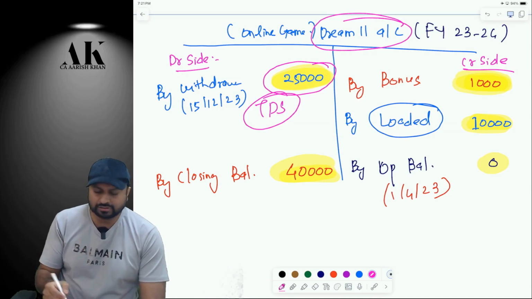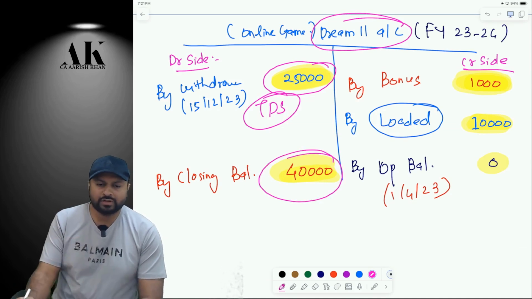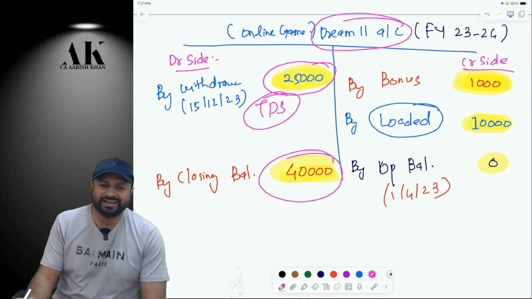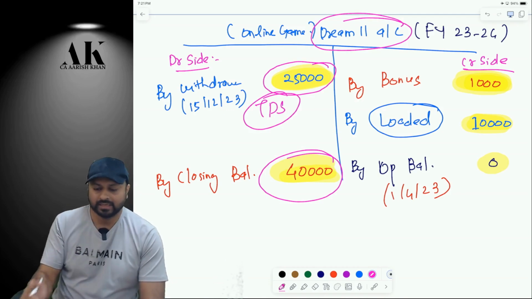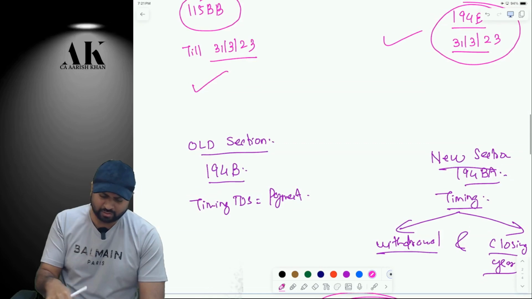Sir, on closing balance also I have to deduct TDS? Yes, on closing balance also I have to deduct TDS. Earlier it was not like that. Earlier it was only on what basis? Only on payment basis.